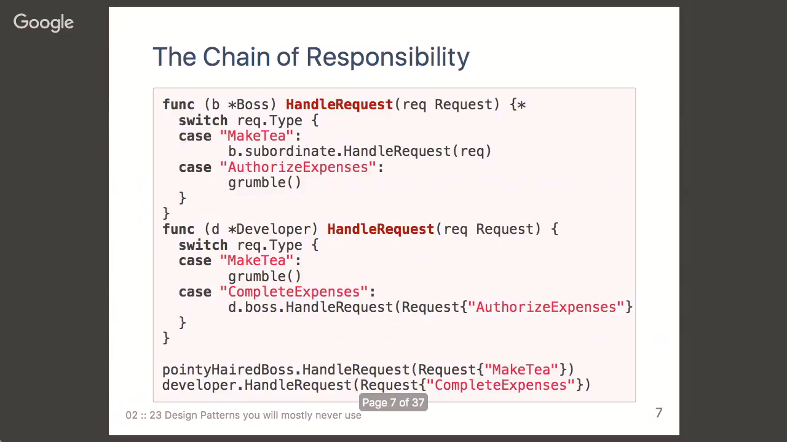And I think, let's have a look at this example. So what you actually have are two objects which both conform to the same interface, a boss object and a developer object. So when the boss object handles a request for make tea, it's not going to do that. What does it do? It passes it to the subordinate. However, when the developer object receives a request to complete expenses, it can't do that all on its own. So it has to pass it up to the boss object, which is responsible for authorizing those expenses.